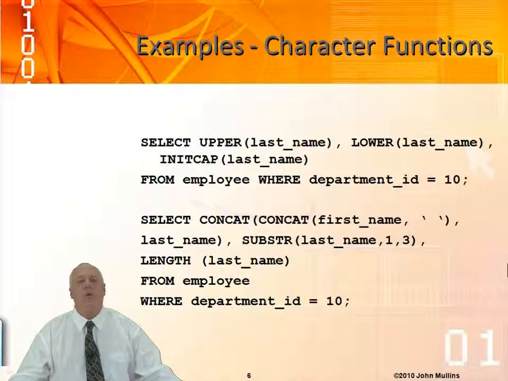Rather than 2 columns or 3 columns, it's going to be one field, and it's going to be separated by a space. And then what are we doing here with the substring? We're passing it the last name field. The first argument here says starting in position 1 and going for 3 positions. So we're displaying basically what? The very first 3 characters of their last name. And then we're also displaying the length of the last name for everybody who's in Department 10.